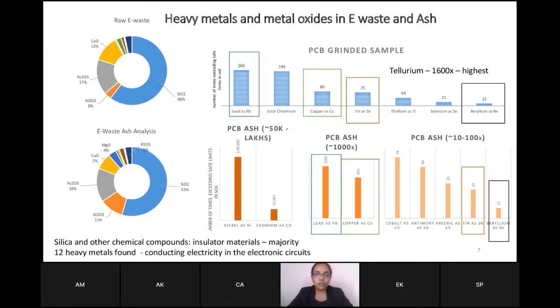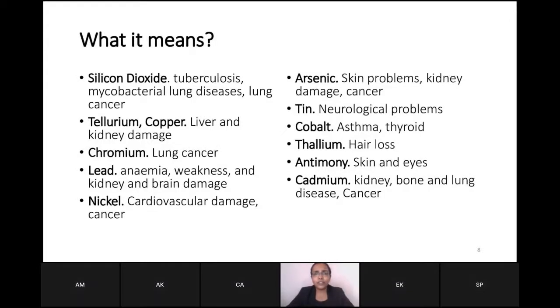Tellurium can lead to kidney failure. If you're constantly near it, it gets into you, and yes, it can damage your kidneys. Lead can damage your brain. Total chromium can again cause lung ailments. Copper, again kidney damage. Tin, thallium, selenium, and beryllium were all heavy metals which we found. And in the ash, we found them in lakhs, exceeding the safe limit by lakhs. So this is just to give you a picture of what the heavy metals could mean.